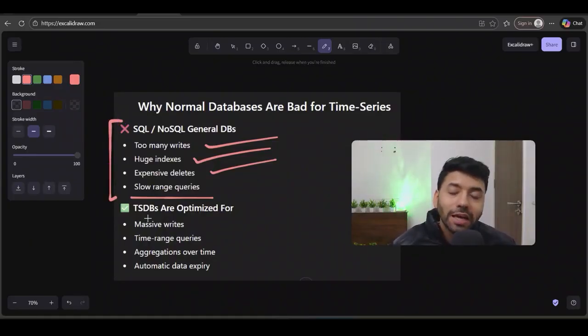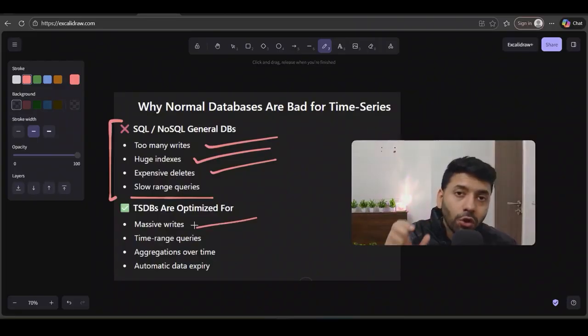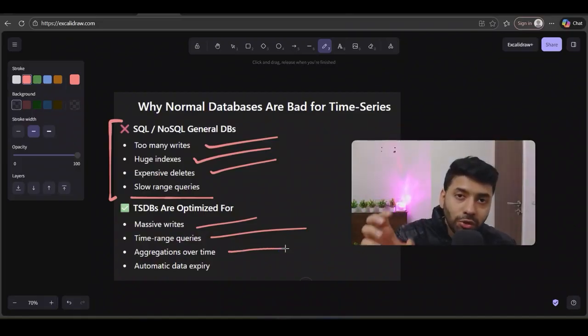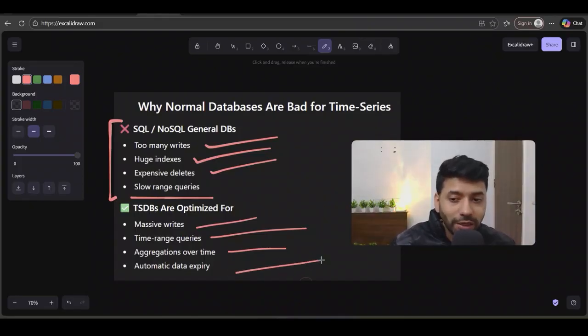But now let's see why time series databases are good for this kind of data. They are optimized for massive write operations, because they strictly follow append only. Next, they are optimized for time range queries. So you can perform time range queries here. We'll see an example later. And they are also optimized for aggregations over time. So based on the time duration, you can do the aggregations here. And lastly, automatic data expiry. So you don't have to deal with the delete operations.